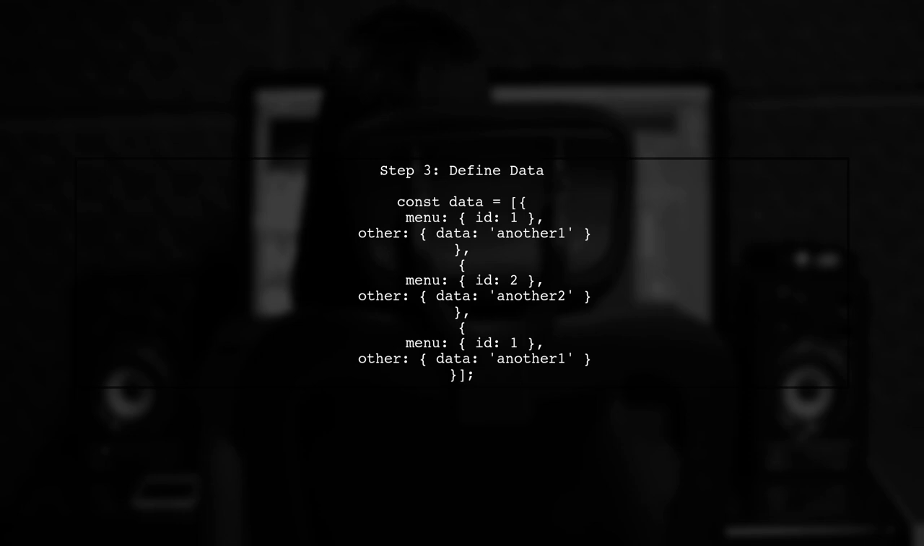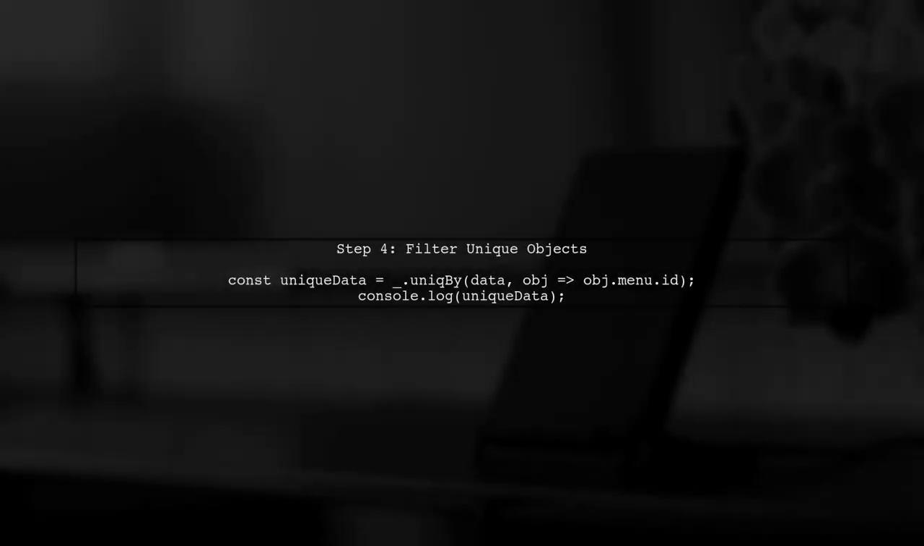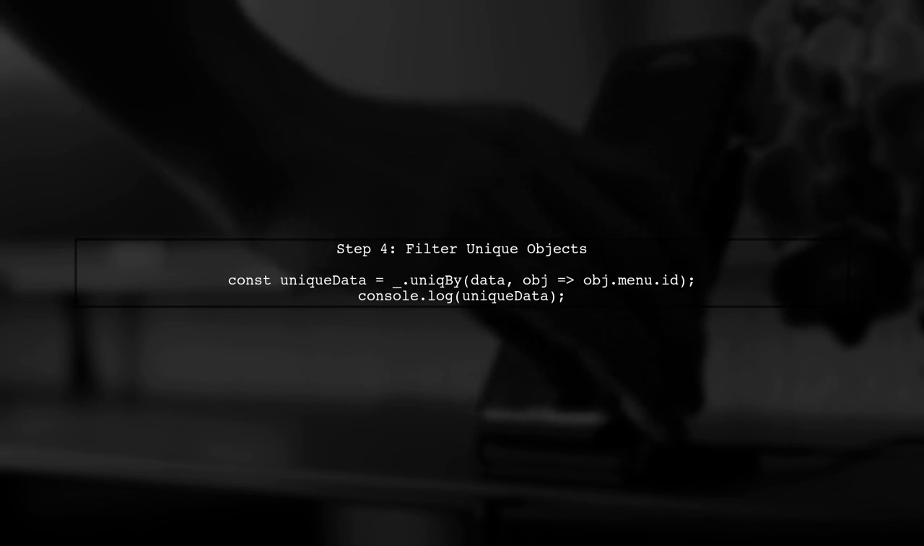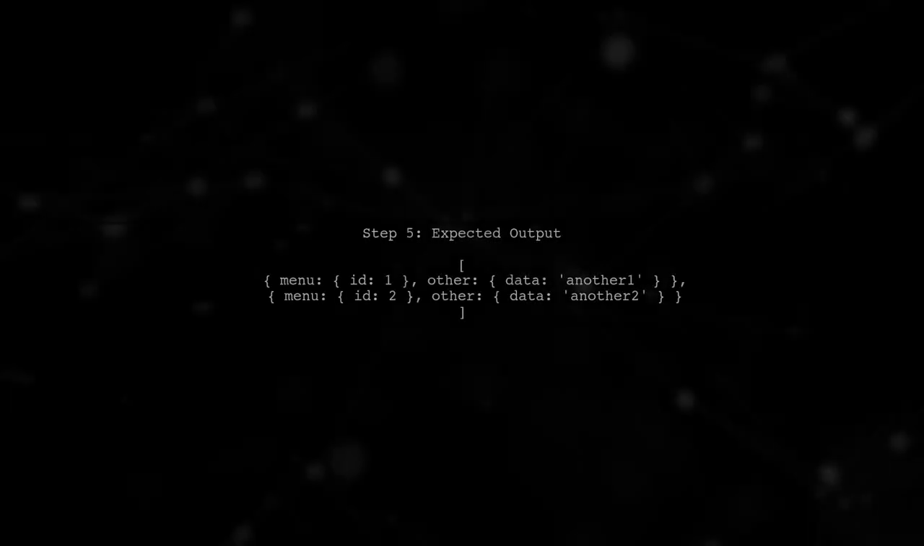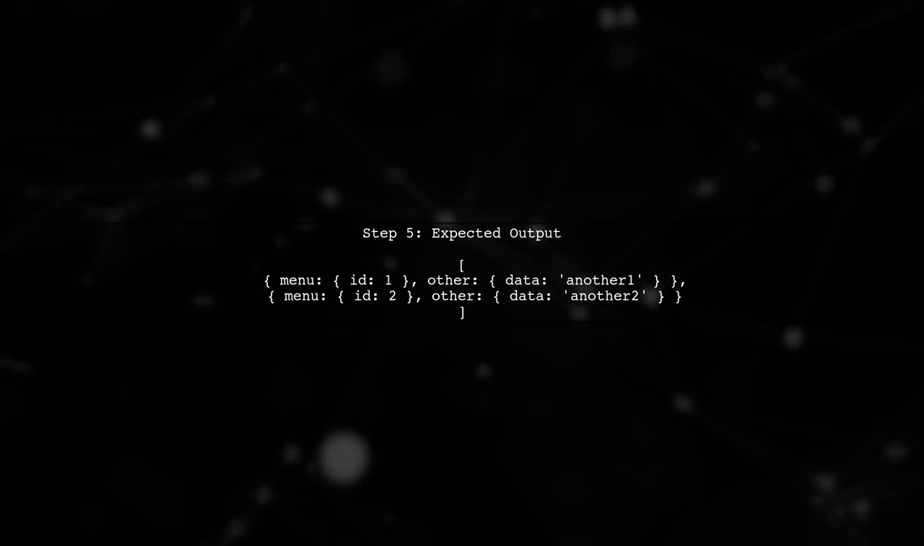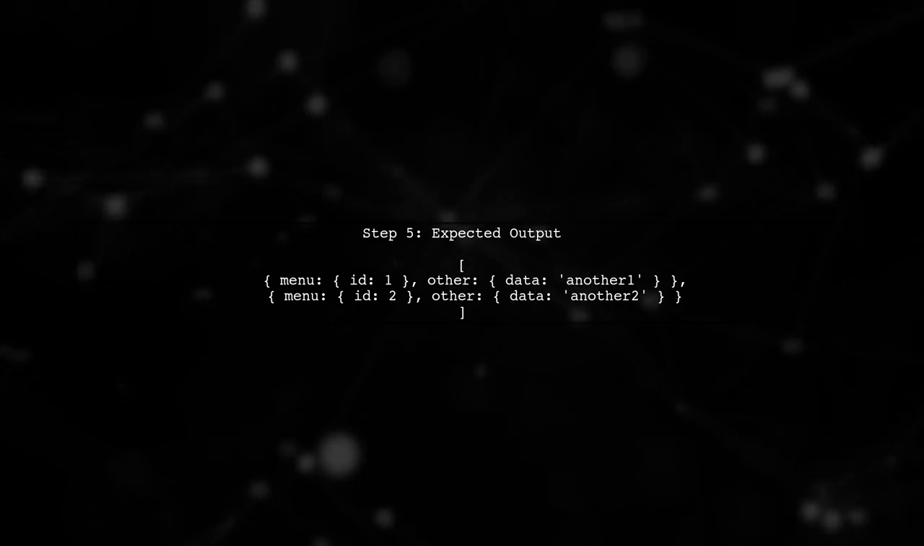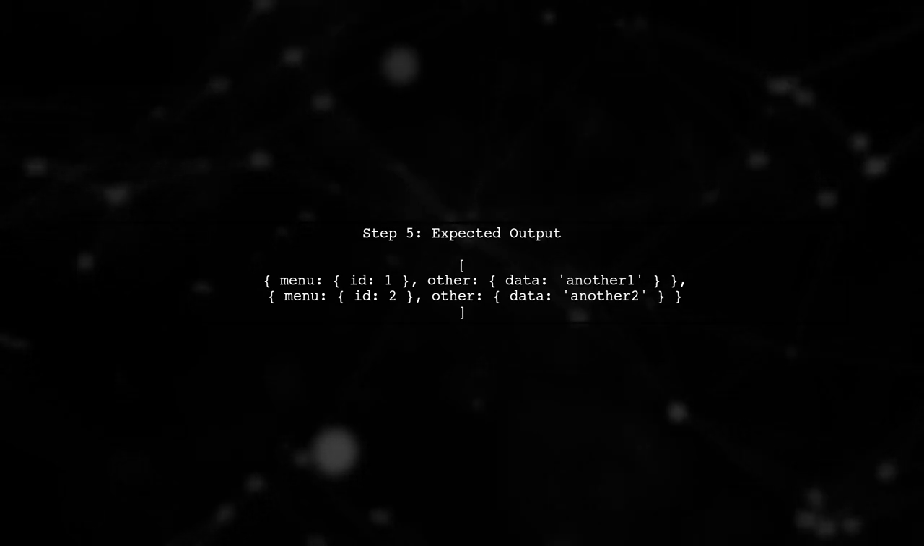Now we will define our data array. This is the same data structure you provided, containing nested objects. Next, we will use the uniqBy function to filter the array. We will specify that we want to make the menu.id property unique. Finally, when you run this code, you will get the expected output with unique nested objects based on the menu.id.